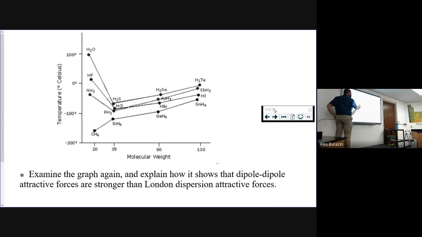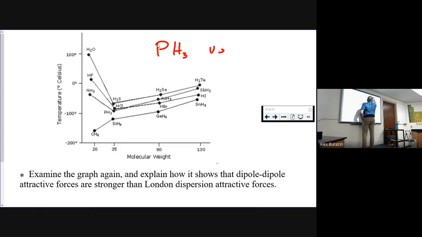But anyway, let's use PH3 and SiH4. If you've got a little bit of space somewhere, I would recommend you do this with me. Okay, so PH3 versus SiH4, these 2 molecules. Let's draw a Lewis diagram for PH3.